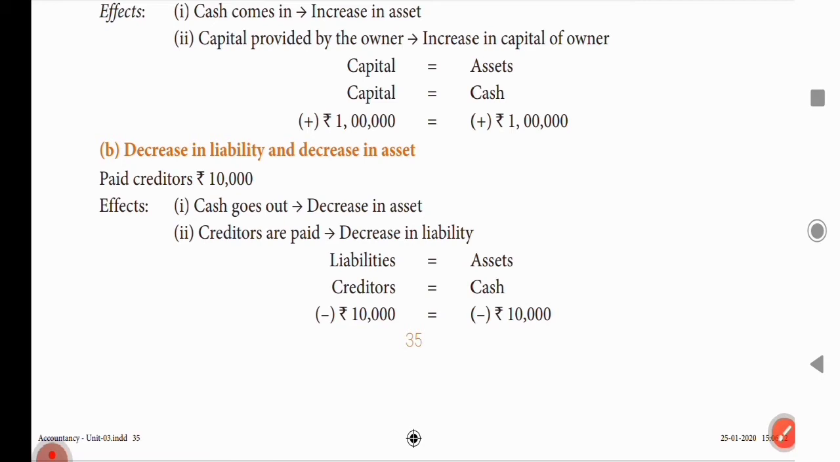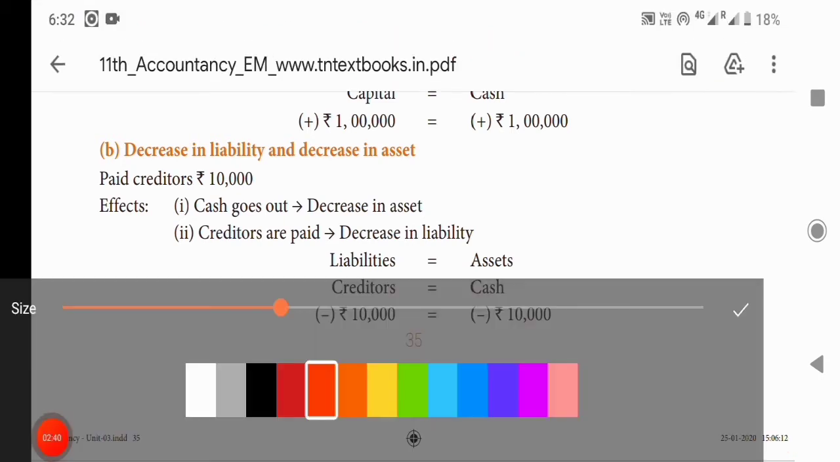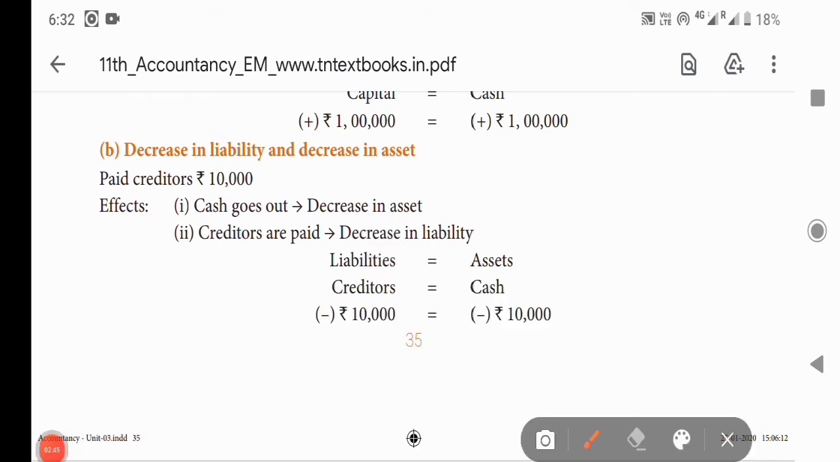Next, increase in liability and decrease in asset. For that, the first entry we are going to see is paid creditors. Paid creditors is 10,000 rupees. Creditors are the persons who give money to the owners. So we are liable to pay the liability amount to the creditor. One is creditor, paying the amount, and next one is cash. What is he paying? He is paying the cash.